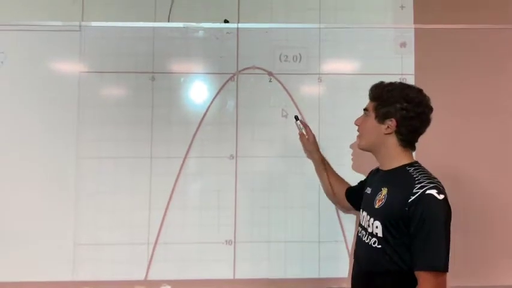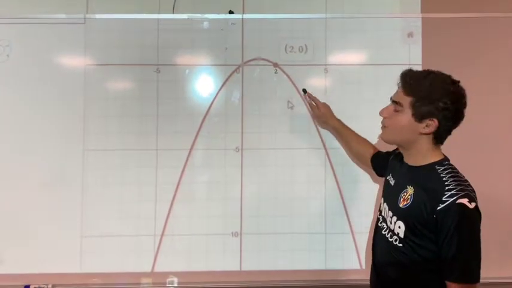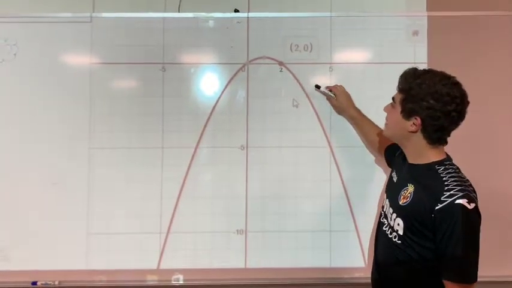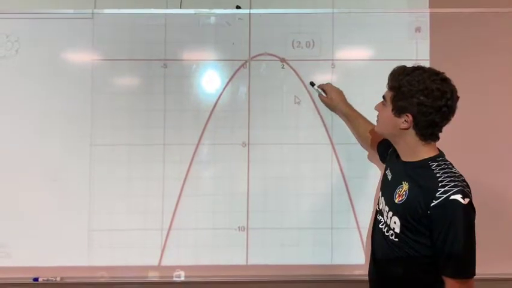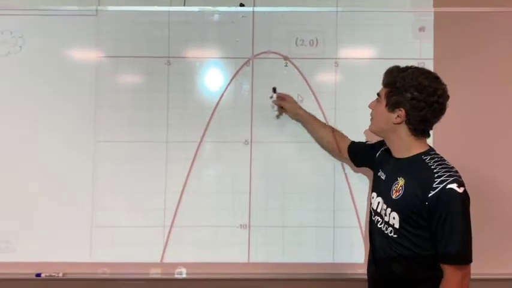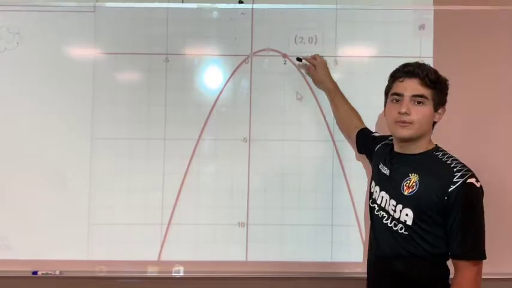We can see our answer is correct because when we graph the function, we can see that as x approaches 2 from the right and from the left, y equals 0.